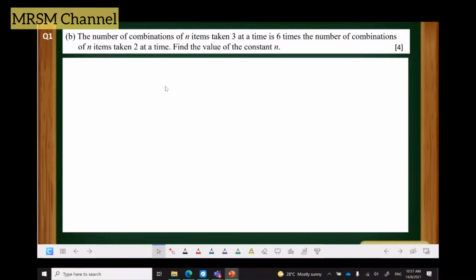Okay, soalan ni bukan soalan problem solving ni, dia soalan you have to use the formula of nCr. Okay, so nCr. And sekarang ni n items taken 3 at a time maksudnya nC3, equal to 6 times, 6 multiply the number of combination of n items taken 2 at a time, nC2. Okay, ingat dekat depan, dekat list of formula tu dia ada bagi nCr ni. Formula dia adalah n factorial over n minus r factorial, r factorial.